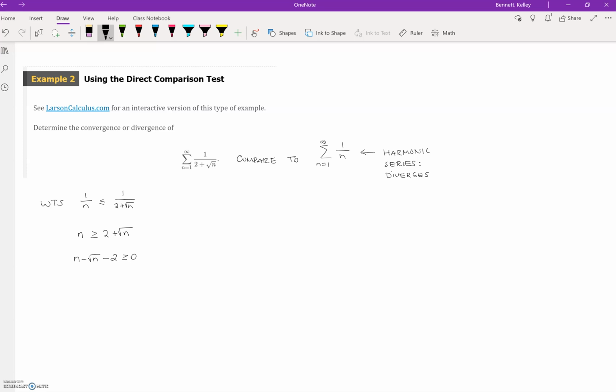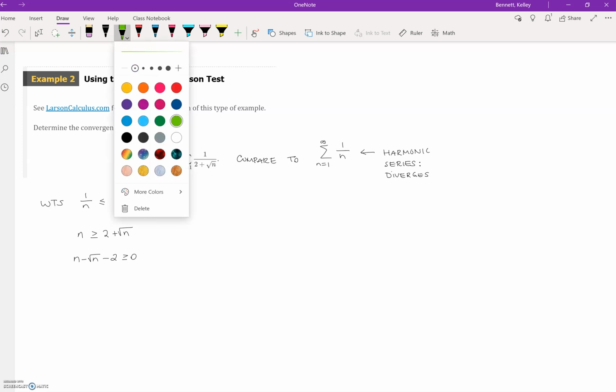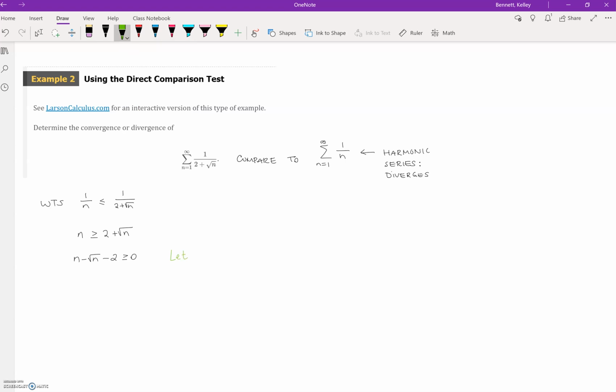So I move all the terms over to the left, and then I'm going to do kind of like a dummy variable switch. So I'm going to let the square root of n be equal to a dummy variable that I'm calling m. And therefore, if the square root of n is m, then n has to be m squared, right? So just squaring both sides. So then what I can do with my inequality is I can express it as m squared minus m minus 2 is greater than or equal to 0.